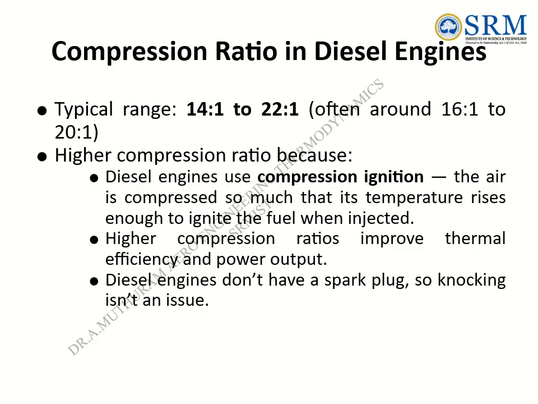Typical range, 14:1 to 22:1, often around 16:1 to 20:1. Higher compression ratio because diesel engines use compression ignition. The air is compressed so much that its temperature rises enough to ignite the fuel when injected. Higher compression ratios improve thermal efficiency and power output. Diesel engines don't have a spark plug, so knocking isn't an issue.